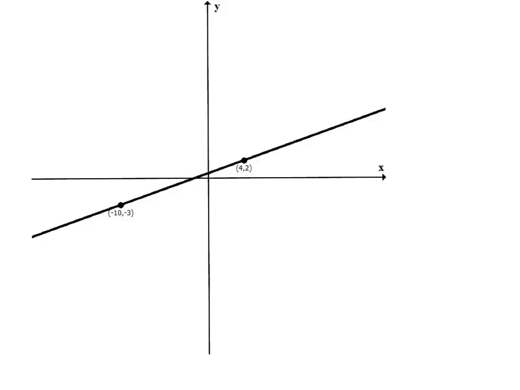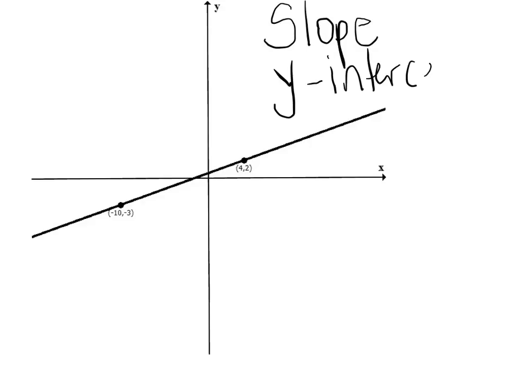For the next problem, we have a graph, and we have to find the equation of this line that passes through the 2 points, -10, -3, and 4, 2. To set up the problem, we have to kind of explore this graph and focus in on some things. And these things that we have to focus on are the slope and the Y-intercept.